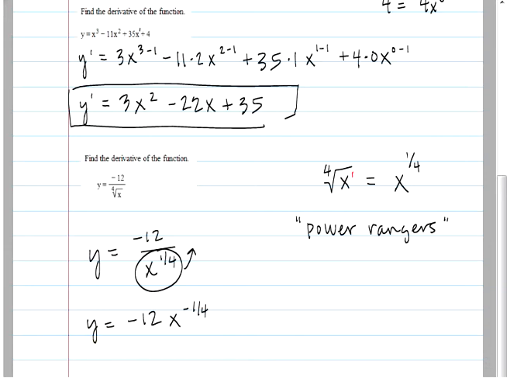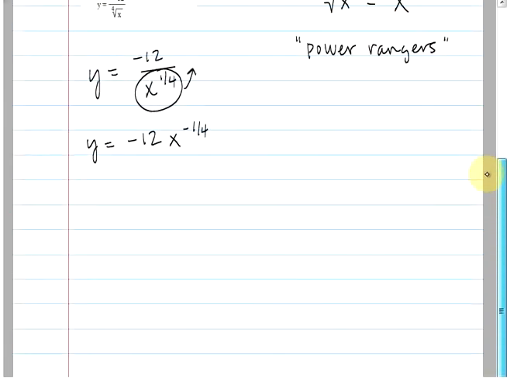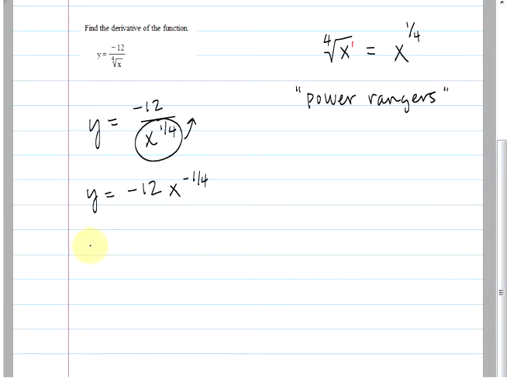So let me give myself a little bit more room here. And let's apply the power rule. So the derivative of this function would be, we've got negative 12, we move the exponent down in front as a multiplier, and we decrease the exponent by 1. So negative 1/4 minus 1. And when we simplify this, we get negative 12 times negative 1/4 gives us a positive 3. X to the negative 5/4 power.